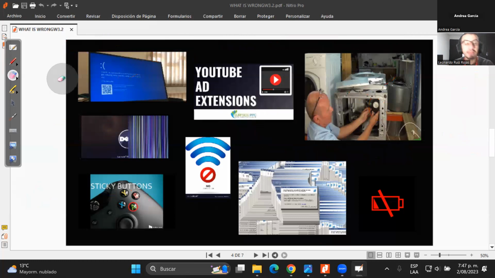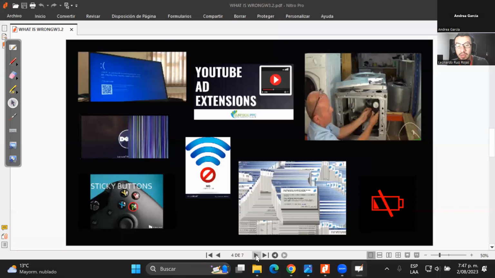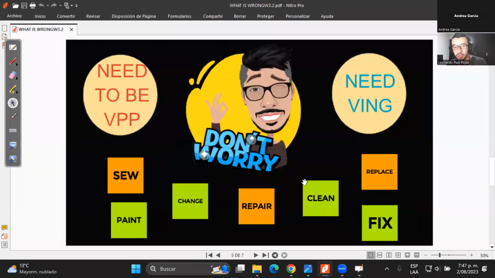So now we describe repetitive problems and problems with physical objects. Now we're going to see that the iPad is broken, the screen is cracked, right? The iPad keeps flickering, also it keeps dying, no? So problems that are internal and external of the device. Easy. Now we're going to see how we can describe the possible solutions. Of course, we can say it should be, but today we're going to learn two new expressions.